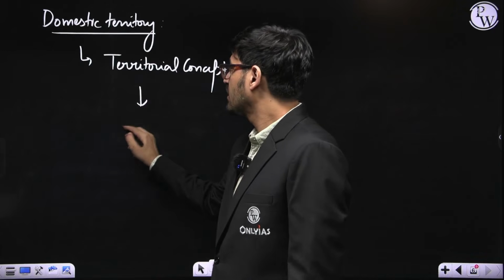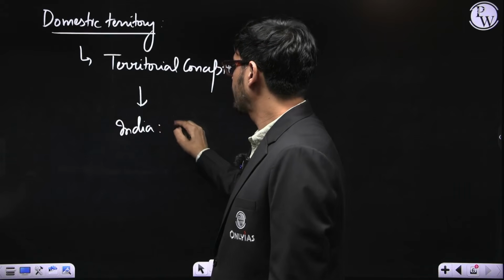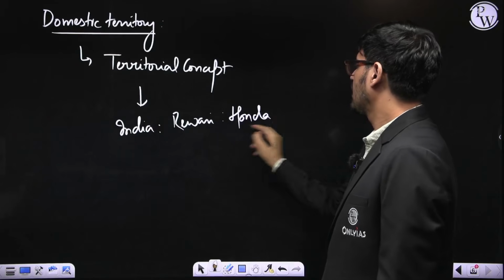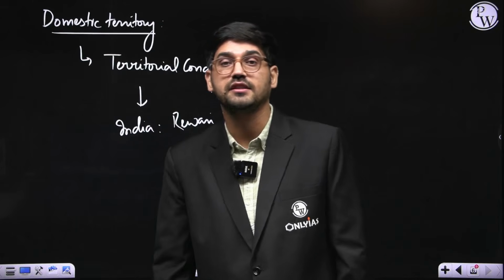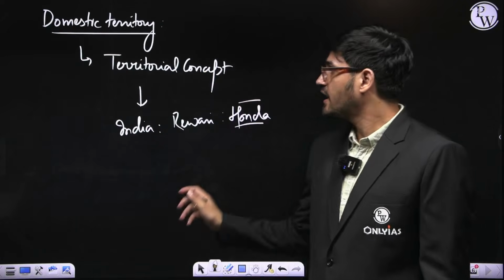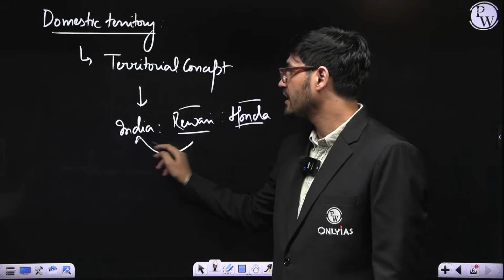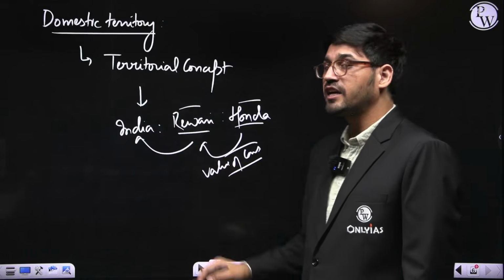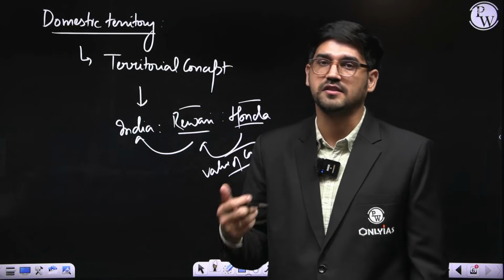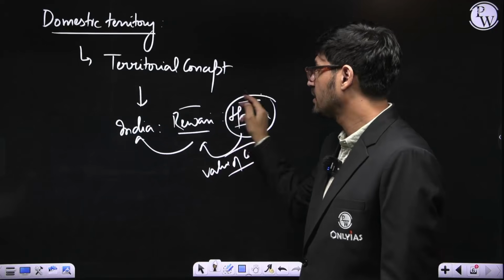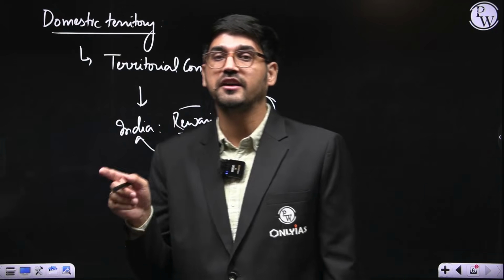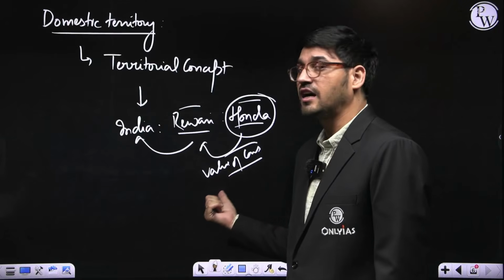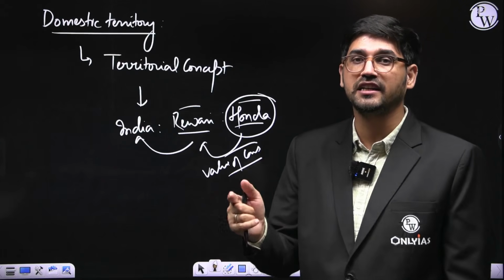For example, in India, if you go to Rewari, in Rewari, Honda produces cars. Now, Honda is a Japanese company. Any cars produced in Rewari, which belongs to India, the value of these cars, should this be included in India's GDP or not? The answer is yes. Even as Honda is a Japanese company, because it is producing these cars in India within our domestic territory, the value of these cars shall have to be included in India's GDP.